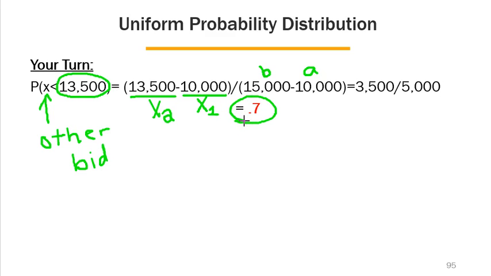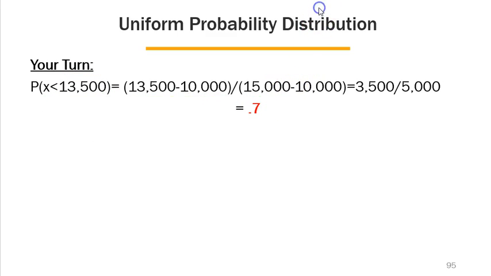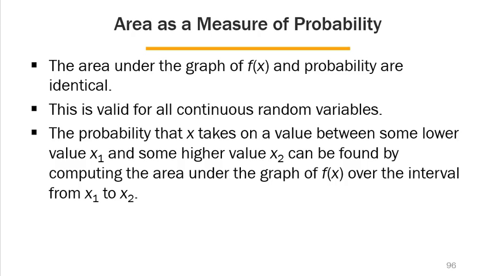So the probability of winning would be 0.7, or if you were to bid on lots of pieces of land like this, lots of auctions of this nature, and you would bid that amount each time, you would win 70% of the time, roughly. That's what that says. So the area under the graph, the f of x, and probability are identical. They'd be the same thing.